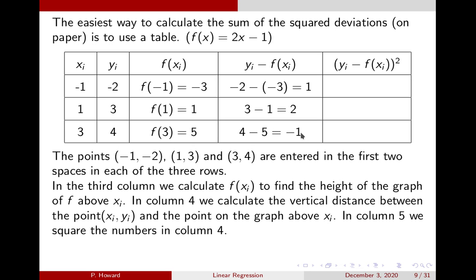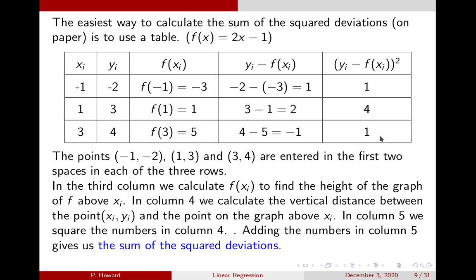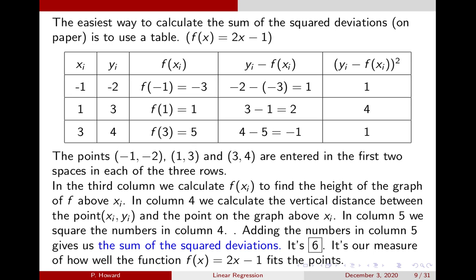And then finally, in column 5, we are going to square the numbers in column 4. 1 squared is 1, 2 squared is 4, minus 1 squared is plus 1. And then the final step is to add the numbers in column 5, and we get the sum of the squared deviations. It's 6, as we saw before, and it is our measure of how well the function 2x minus 1 fits the points.